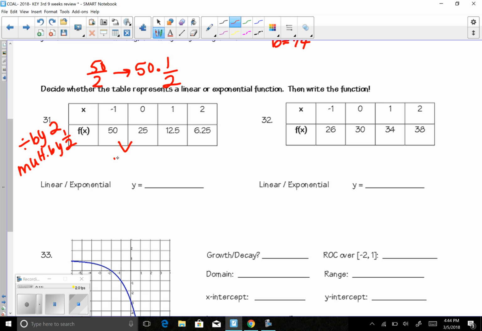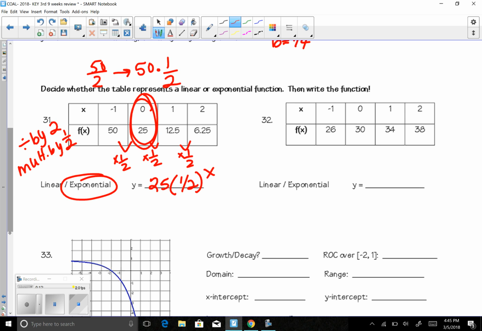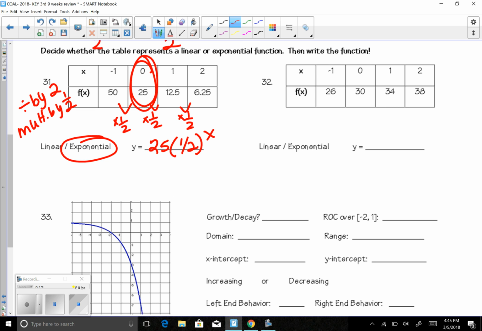This is times 1/2 times 1/2 times 1/2. Y-intercept is what we're starting with here. So 25 times 1/2 to the x power, and that's exponential. Okay. 32, it's kind of easy to see, hopefully. You're increasing by 4 every time. So here, this would be y equals mx plus b. Here's your y-intercept, is 4x plus 30, and that's linear.